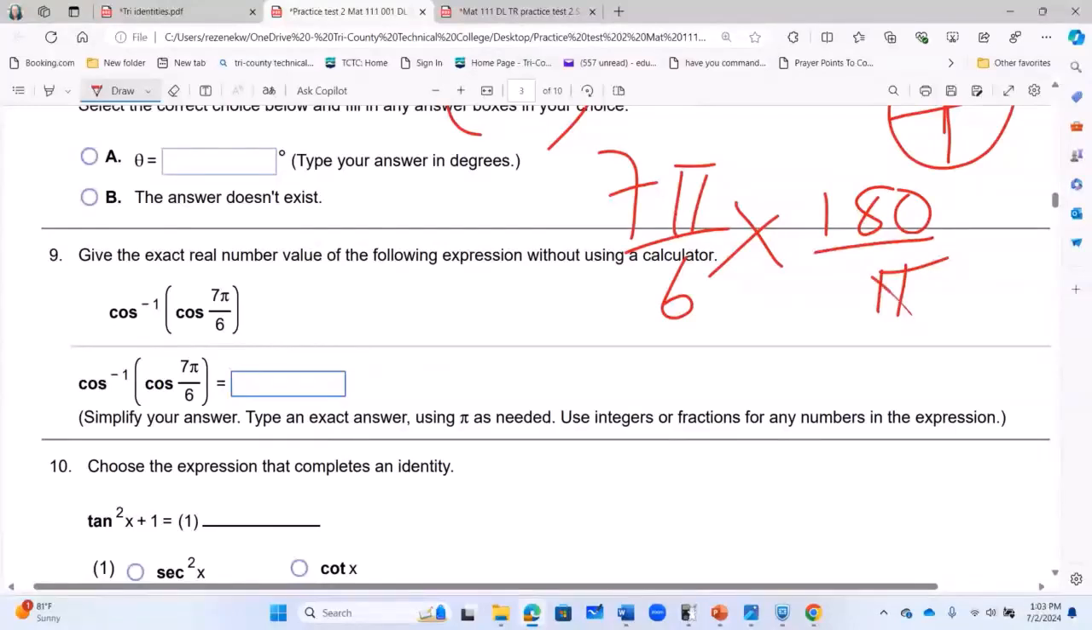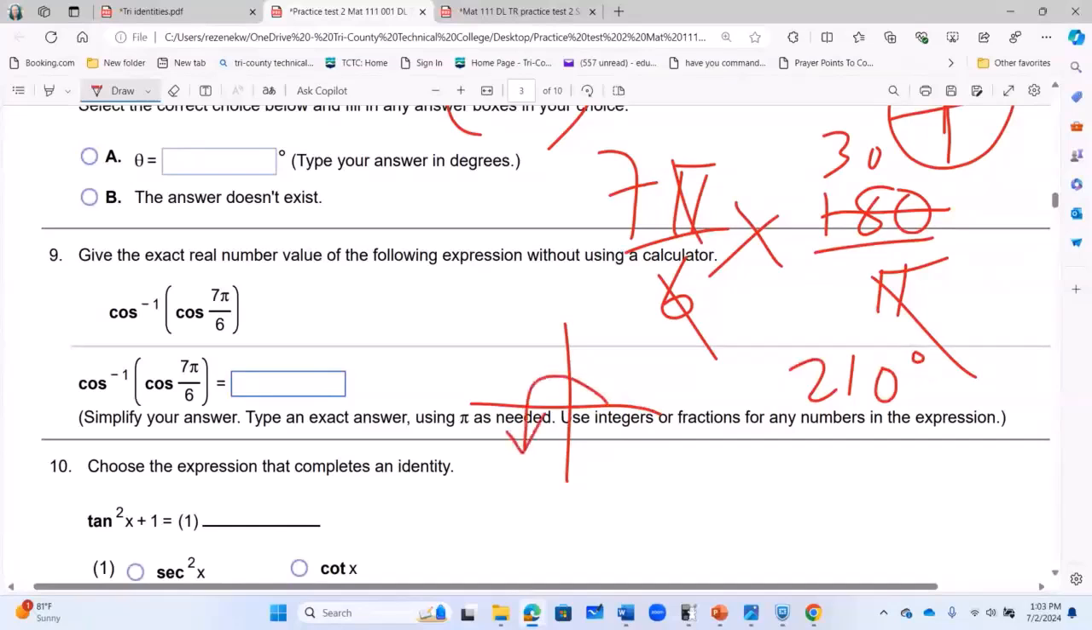Okay, so pi goes with pi, 6 goes into this, and I have 3, and that's 30. 7 times 3 is 21. So the angle is 210. Give the exact real number value of the following expression without using a calculator. So all the round and round you're going, you want to know what the exact angle is. 210 degrees, and 210 is in the third quadrant.